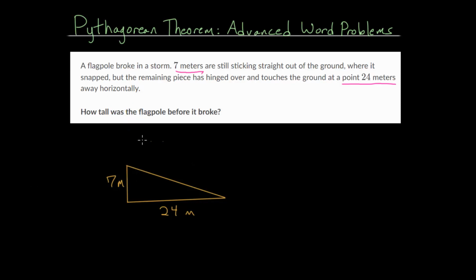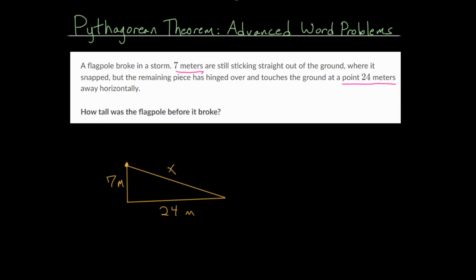And basically what you can imagine is that where it's snapped, if you rotate this piece back up, we could find the total length of that flagpole. So it would essentially be this piece that's still sticking up plus this piece here. So that would be the total length of that flagpole. So we definitely need to figure out this missing side here. So let's just call this x.